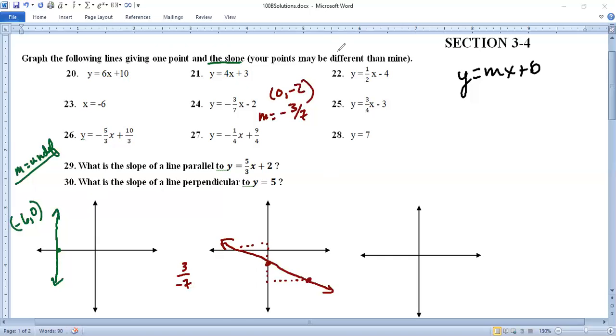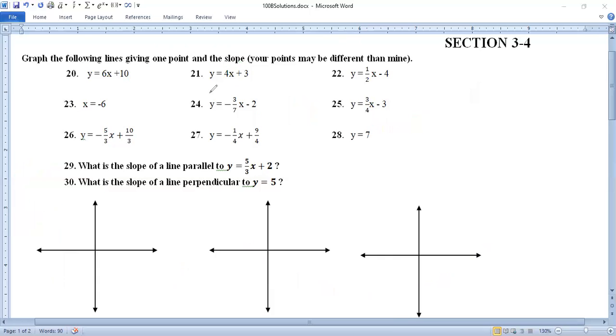All right, number 25. It goes through the point 0, -3. There's our y-intercept right there, and it has a slope of 3/4. So 0, -3 is about right here and goes up 1, 2, 3, 1, 2, 3, 4. Rise over run, and there we go. A little curvy on that one. All right, that was number 25. Let's clear this off and do number 26.